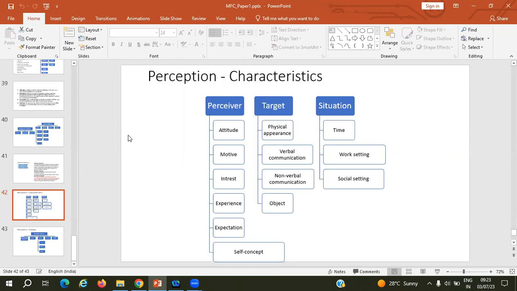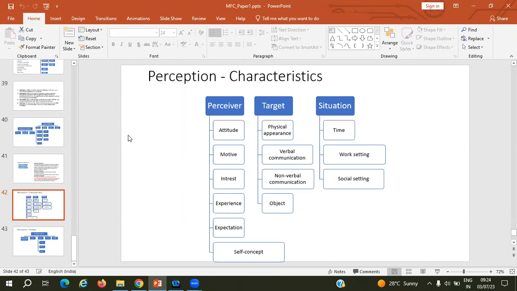So in that perception, that depends on your attitude. Suppose you are a very positive mind. I have given the perception, whoever is looking at the target, so what you are thinking depends on those six points: attitude, motive, interest, experience, expectation, self-concept. All these things drive the perceiver's perception.